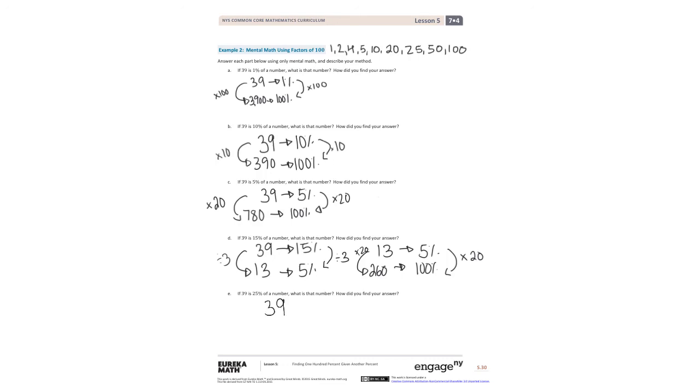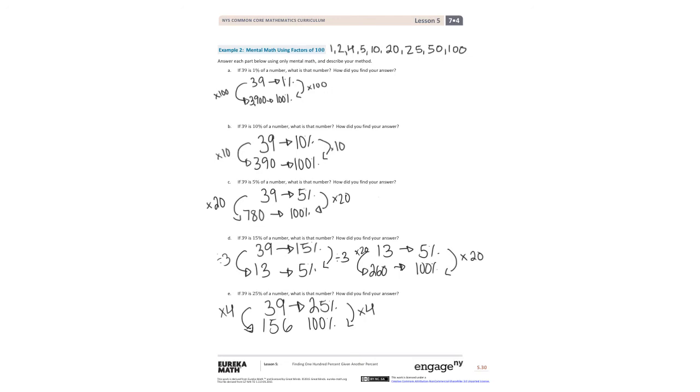Again, we're going to set 39 as our 25%. 25 is a factor of 100. So to get from 25 to 100, we're going to multiply our 25% by 4. So now we have 100% when we take our 25% times 4. We're going to do the same thing to 39. We're going to take 39 times 4, and that's going to give us 156. So 39 is 25% of 156.